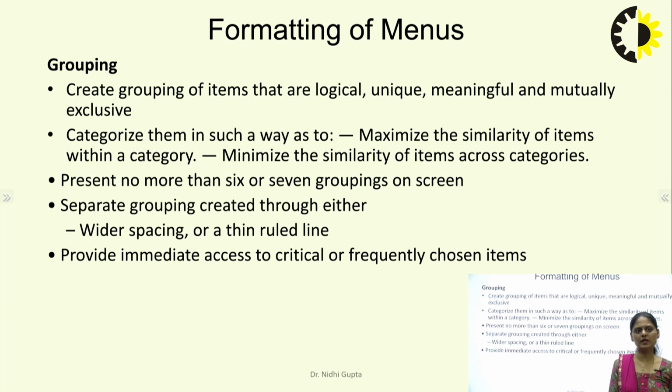Present no more than 6 or 7 groupings on the screen. As we discussed, separate groupings are created through either wider spacing or a thin ruled line. So, whenever we have multiple groups, we can put a separator. We will see in further discussions that it can be a wider spacing or a thin line to separate the menus. Provide immediate access to critical or frequently chosen items. So, obviously, whatever menus are required frequently should have immediate access. They should be placed in such a way that they are available whenever required.